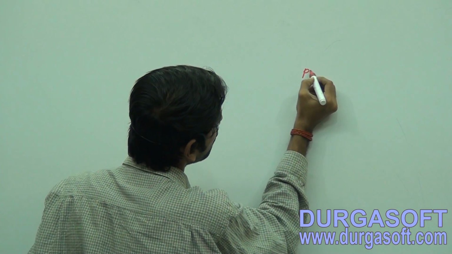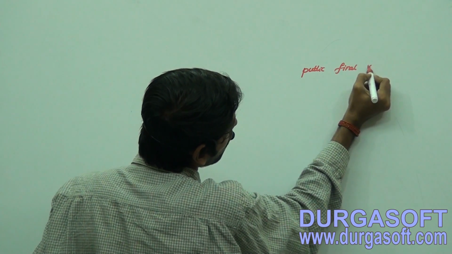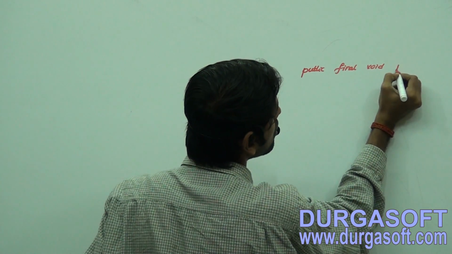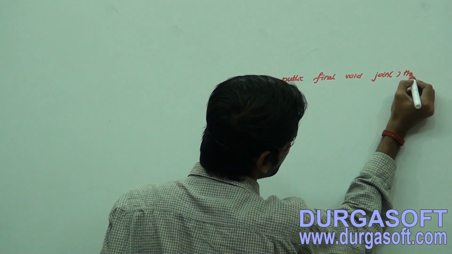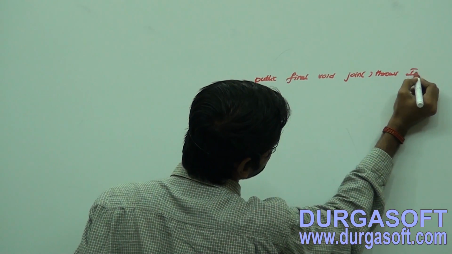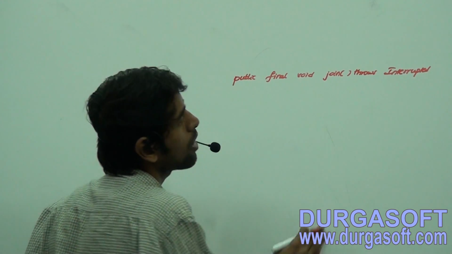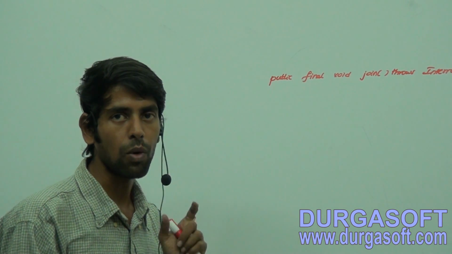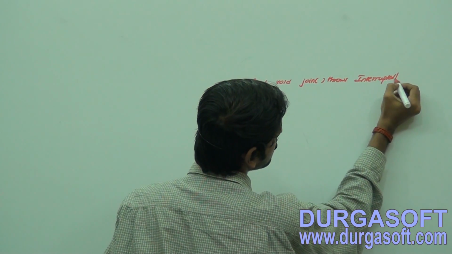Public final void join, which has no arguments and throws InterruptedException, which is a checked exception. Whenever you use this method in any of your methods, you have to handle this exception. Very important, I am putting it as a notice to you. No need to worry, InterruptedException.